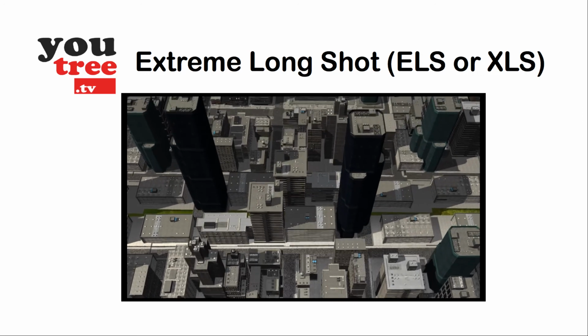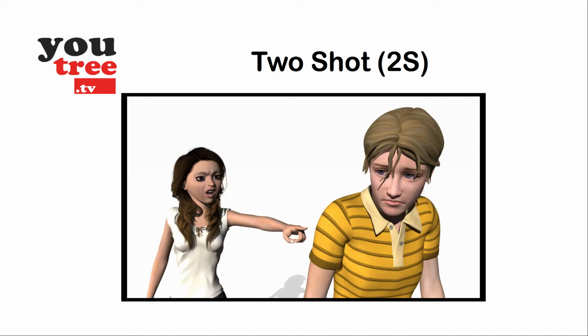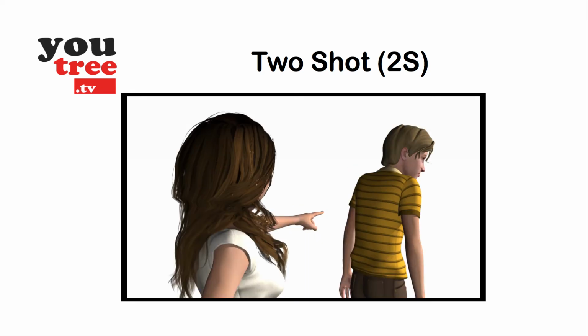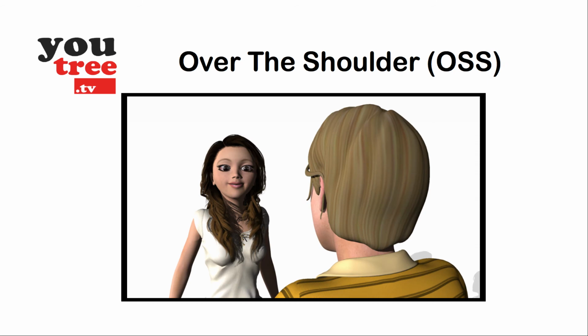a concrete jungle. The 2 shot contains 2 people, either standing opposite one another in profile or facing the camera. The 2 shot can be set up in a range of variations using a combination with close-ups and medium shots. Another option is the 3 shot, which contains 3 people in a shot. The over-the-shoulder type of shot is a development of the 2 shot. This time the 2 people are facing one another.